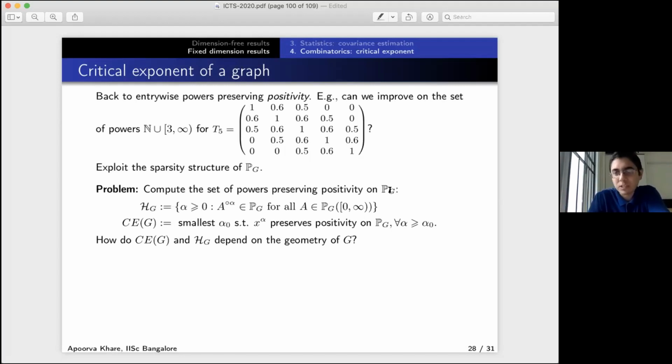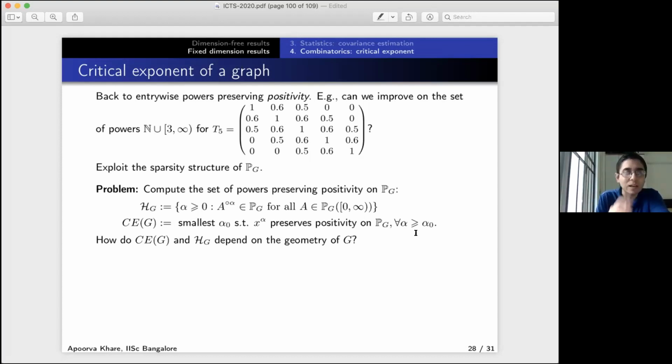Why? Because PG consists of 4 by 4 matrices. There are some extra zeros, but the matrices are 4 by 4 if G has 4 vertices. So by FitzGerald and Hahn's result, n minus 2, any power bigger than 2 will work. The question is really, can you do better? But in particular, there exists the smallest point, alpha naught, beyond which every power works. If nothing else, alpha naught is at most n minus 2. Maybe it starts from earlier, but if nothing else, it is n minus 2.